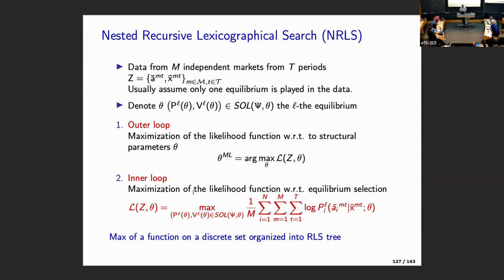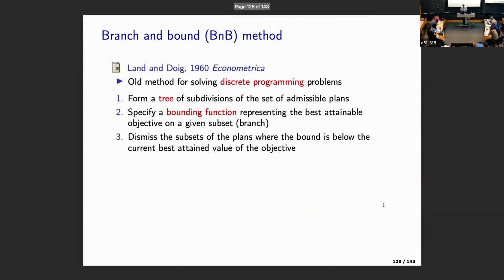But from the computational point of view, what's interesting here is that we have this wonderful structure of the RLS tree, the tree that we've been traversing while solving the model. And we are facing a discrete programming problem here. We have to maximize with respect to a discrete variable a likelihood function, which is defined in a standard way, right, with the sum over markets, players, actions, I guess, and times. An old approach is branch and bound algorithms for solving integer dynamic problems. And it seems that we have all of the needed components here.